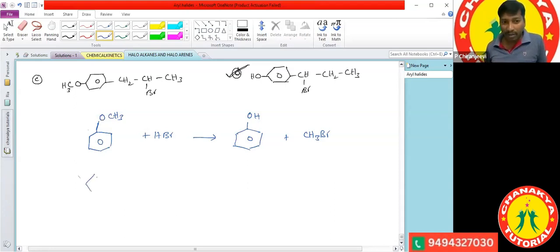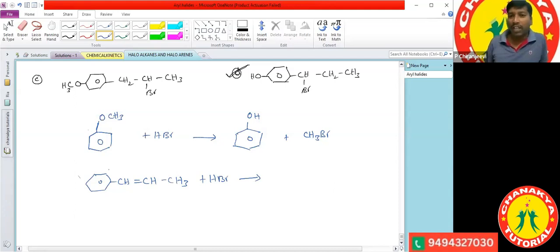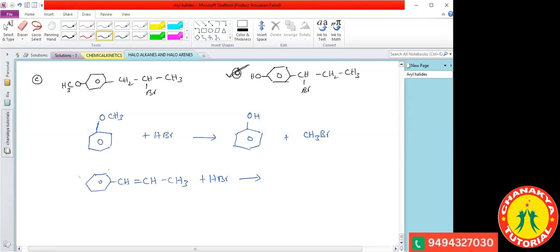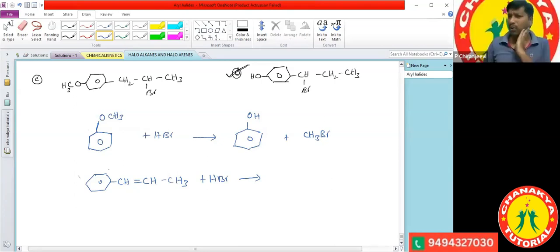First of all, they have given us a benzene ring. The benzene ring is attached with CH double bond CH bond CH3. This is the second step. It is also treated with HBr. The given reaction is an example of addition of HBr, which is an electrophilic addition reaction. Doesn't the double bond break, sir? Yes, the double bond is going to break.